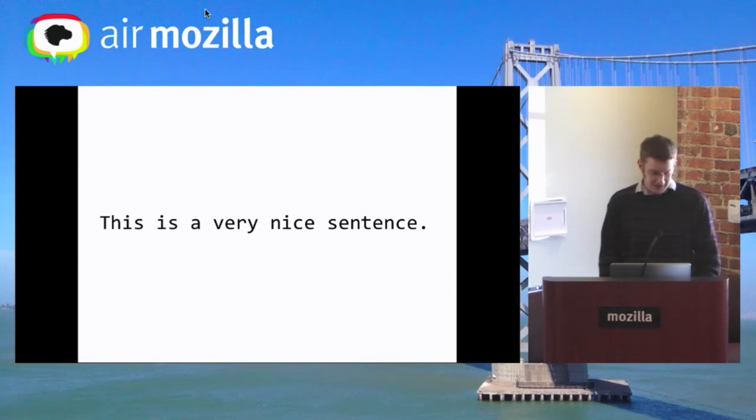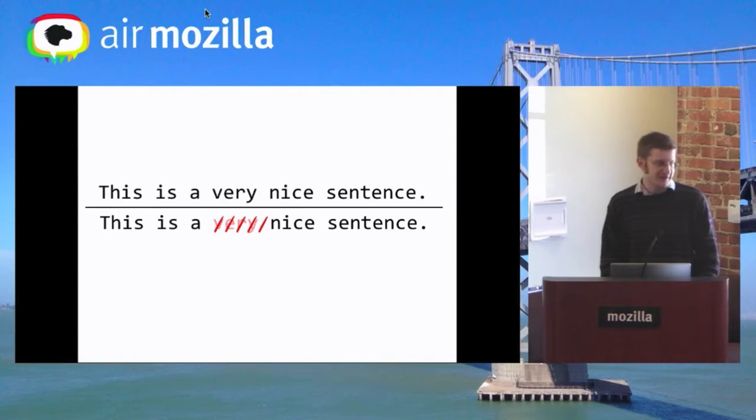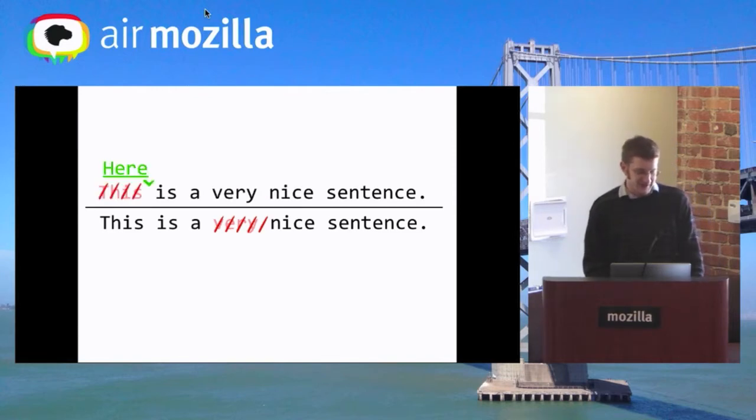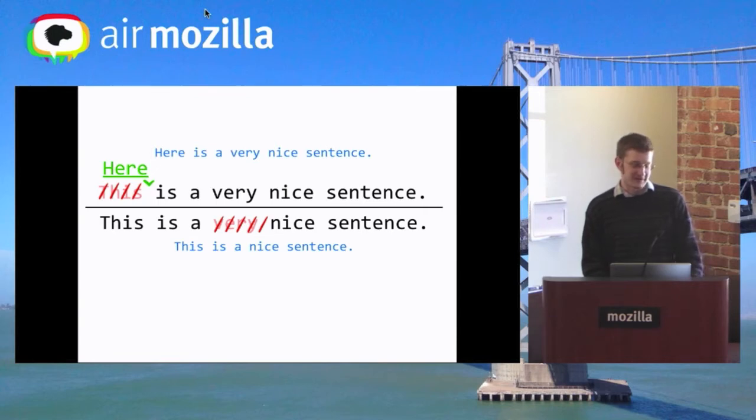So I'm just going to start with the basics of what are changesets and how do you merge them? So suppose our whole document is this string: This is a very nice sentence. Someone comes along and wants it to be, This is a nice sentence. So we can visualize this as crossing off those 5 particular characters. Someone else then comes along and says they want it to be, Here is a very nice sentence. So they're going to replace those first 4 characters with different characters. So these are the 2 sentences that they both edited the document into.